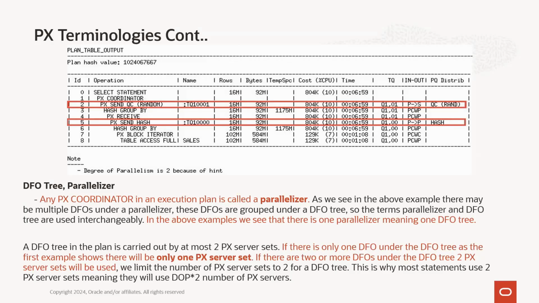If there are 2 or more DFOs under a DFO tree, 2 PX server sets will be used. We limit the number of PX server sets to 2 for a DFO tree. This is why most statements use 2 PX server sets, meaning they will use DOP times 2 PX servers. This we discussed in the initial slides. This is the max; most queries will use 2 DFOs.